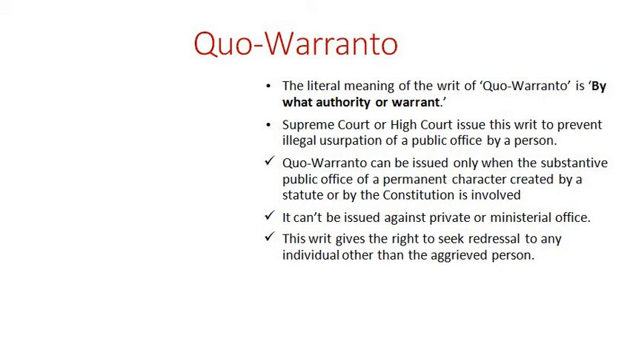Quo warranto can be issued only when a substantive public office of a permanent character created by a statute or by the constitution is involved. It cannot be issued against a private or ministerial office. This writ gives the right to seek redressal to any individual other than the aggrieved person.